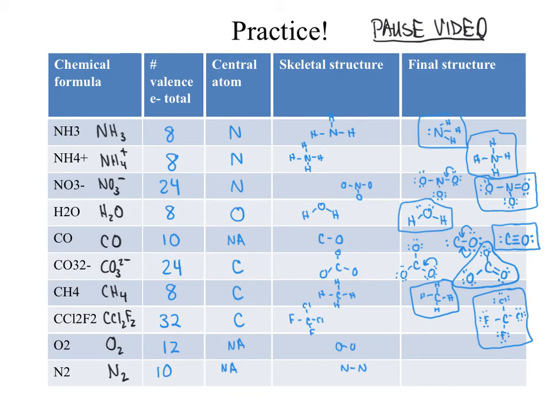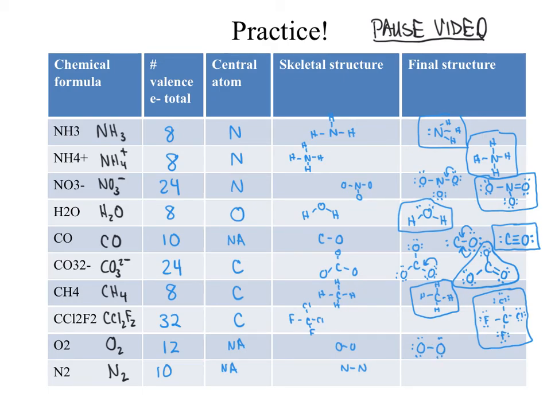Okay, so let's take a look at oxygen. I need 12 electrons total. I've put 2 in, so I need 10 more electrons. If I redraw this and start putting my electrons in pairs around the oxygens, I need 10 more: 2, 4, 6, 8, 10. Now if I look at each of the atoms, I have 2, 4, 6, 8 around this oxygen, but only 2, 4, 6 around this oxygen.